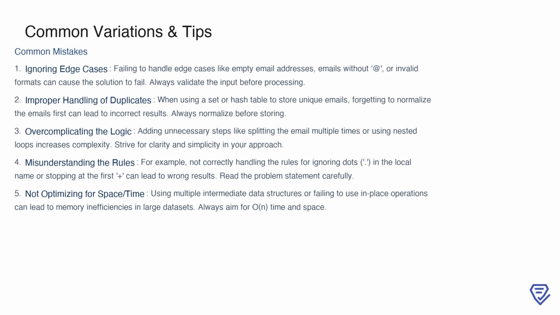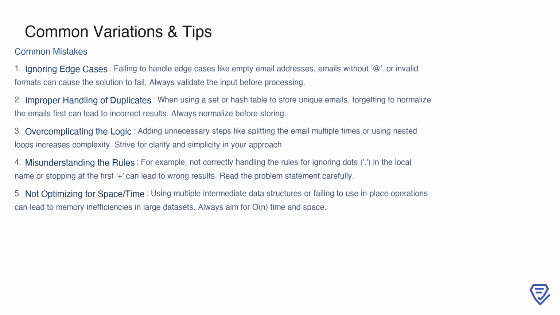For example, if you don't account for inputs like empty email addresses, emails missing the @ symbol, or invalid formats, your solution might fail under certain conditions. It's crucial to validate your input thoroughly before moving forward with processing. Another frequent mistake is improperly handling duplicates. If you're using a hash table or set to store unique emails, you must normalize the emails first. Without normalization, duplicates might not be recognized correctly.